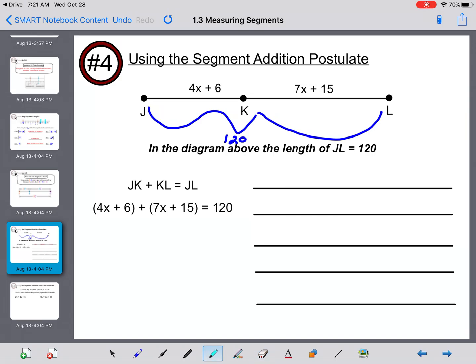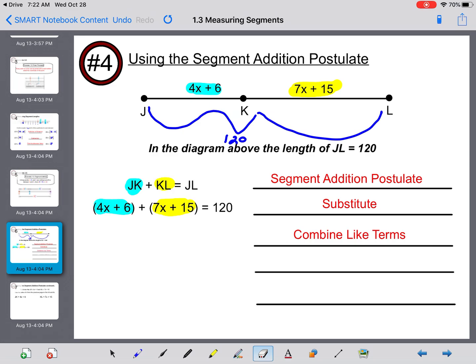If you notice, JK is 4x plus 6. So what I wrote for you already is 4x plus 6. KL is 7x plus 15. So we are adding those two things together. And on the right-hand side, you're going to see those lines again. Those are for justifications. JK plus KL equals JL is the segment addition postulate, the one we just wrote down. Then I simply replace JK and KL with their algebraic values. We substituted.